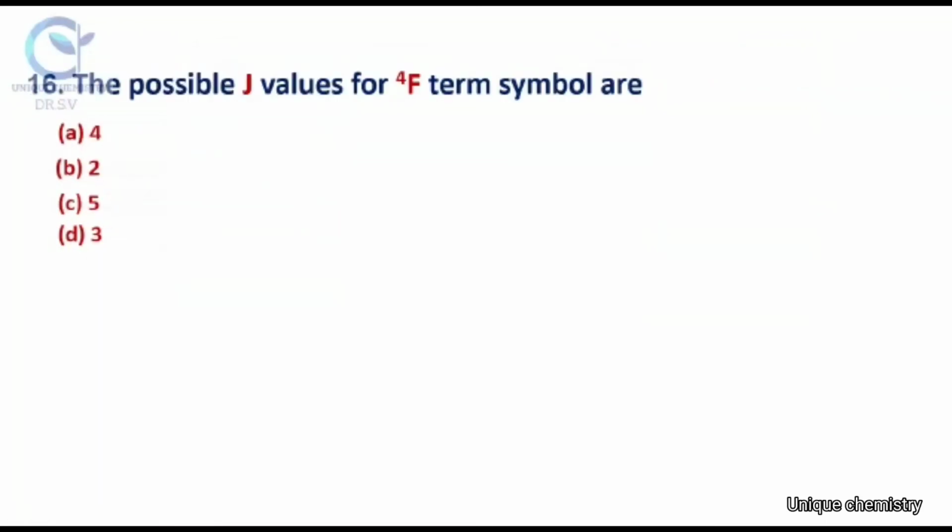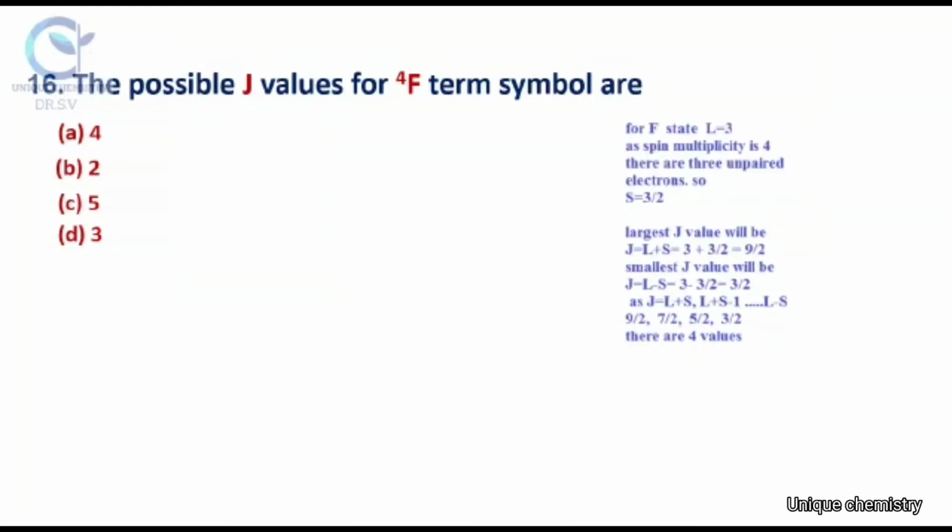Next question, question number 16. The possible J values for quartet F term symbol are 4, 2, 5, 3. Now you see for F state L is equal to 3. Spin multiplicity is 4. There are 3 unpaired electrons. So S equal to 3 by 2. Then the largest J value will be J is equal to L plus S, that is equal to 3 plus 3 by 2 is equal to 9 by 2. Smallest J value will be J is equal to L minus S, that is equal to 3 minus 3 by 2, that is equal to 3 by 2.